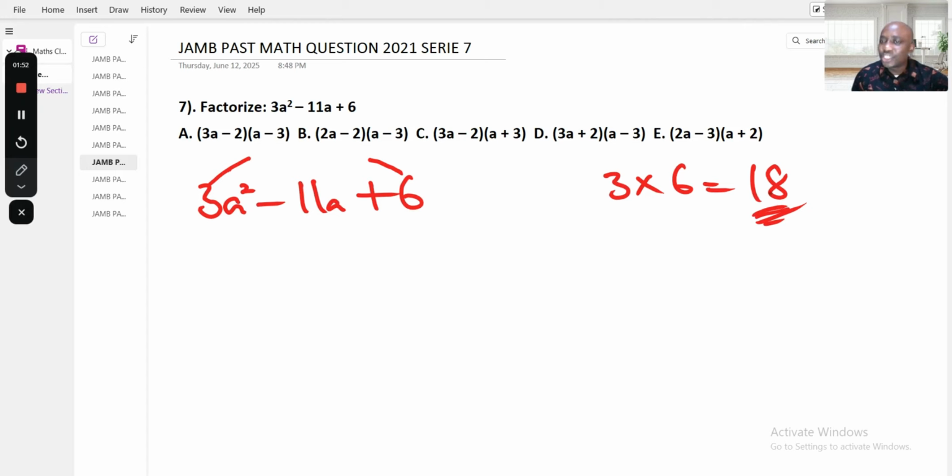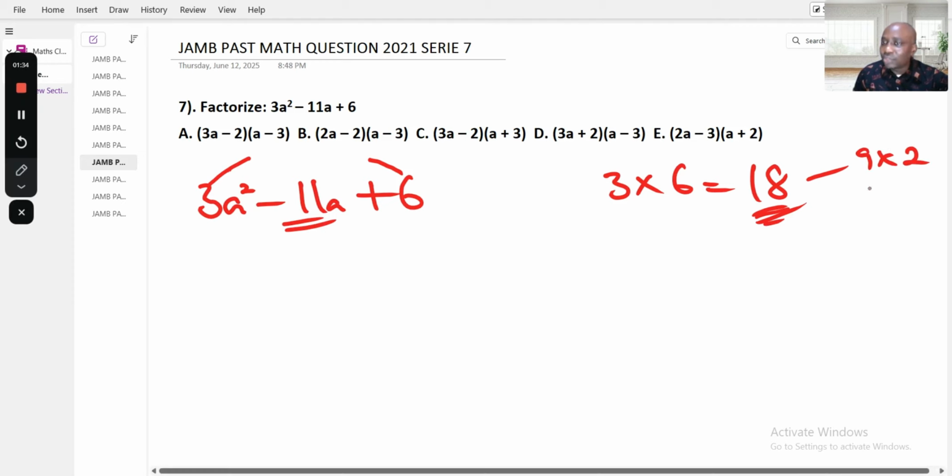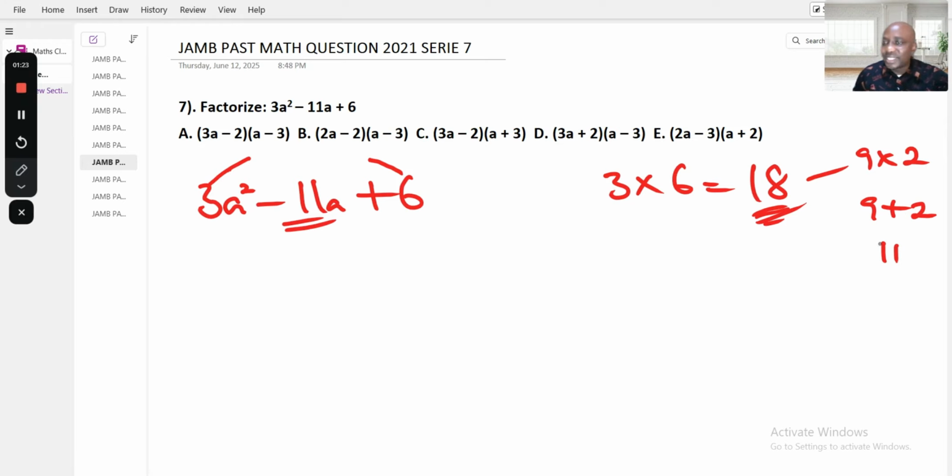Yes, as I was saying, we are going to look for the number. After we multiply 3 by 6, it gives us 18. What two-digit numbers can we multiply together that will give us 18, but when we subtract or add them, it's going to give us minus 11a? What is that number? We have to think. The number is 9 and 2. 9 multiplied by 2 gives us 18. And 9 plus 2 gives us 11. 11a.